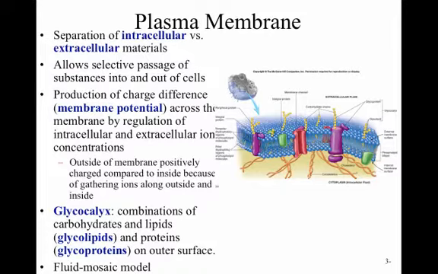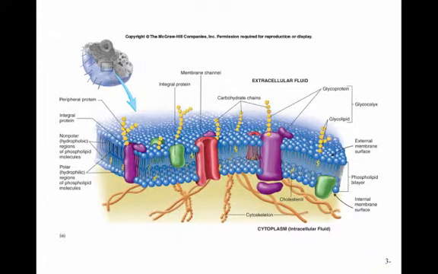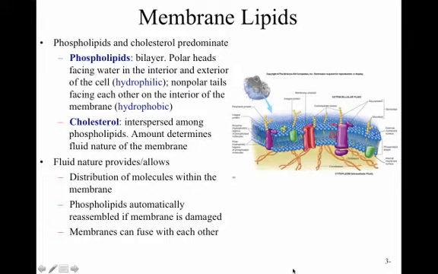This is just a closer picture. We will learn all about these proteins that are in the membrane. You will get to know and love them. Okay, the membrane lipids, those are the phospholipids, and cholesterols will predominate. The phospholipids create a bilayer. There's polar heads facing water in the interior and exterior of the cell, and those are symbolized by the blue spheres on the picture. Those are the polar heads. And then there's nonpolar tails facing each other on the interior of the membrane.